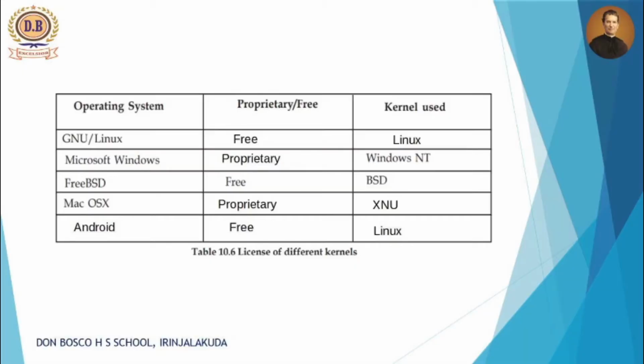For the operating system GNU Linux, it is free and the kernel used is Linux. Windows is proprietary software and the kernel used is Windows NT. The FreeBSD operating system is free software and the kernel used is BSD. Mac OS X is a proprietary system and the kernel used is XNU. The last operating system, Android, is free and the kernel behind it is Linux. So write it down in your textbook.